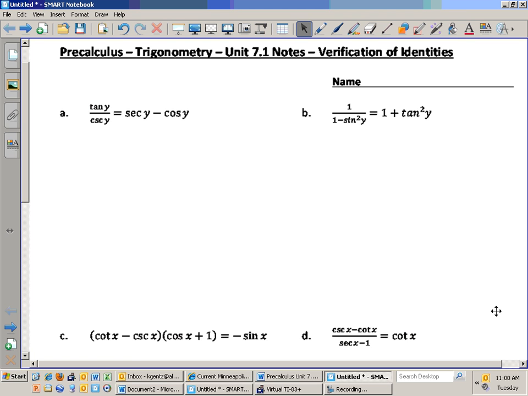All right. We are going to verify trigonometric identities.